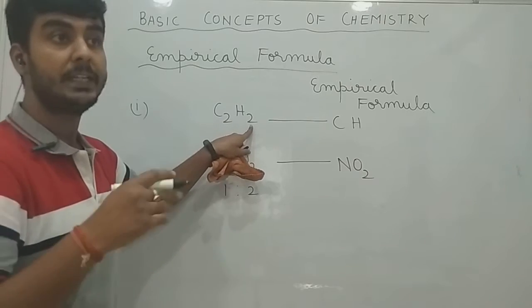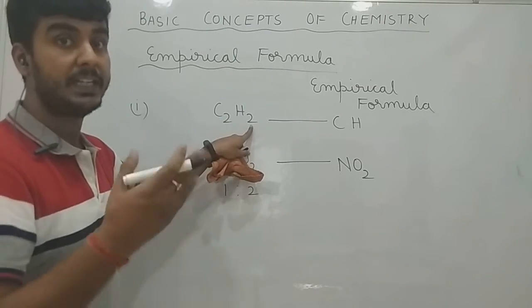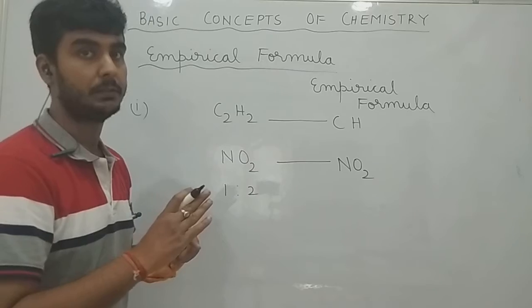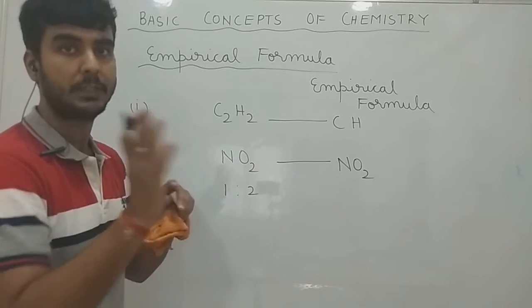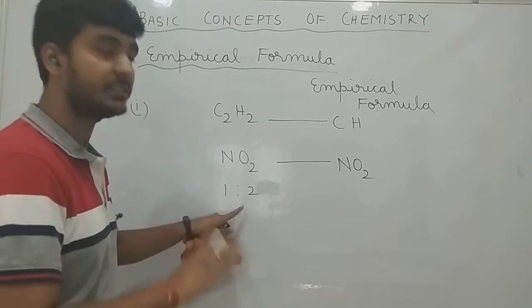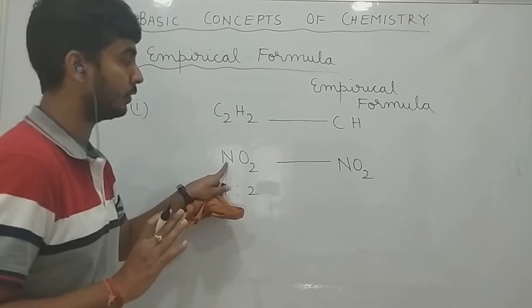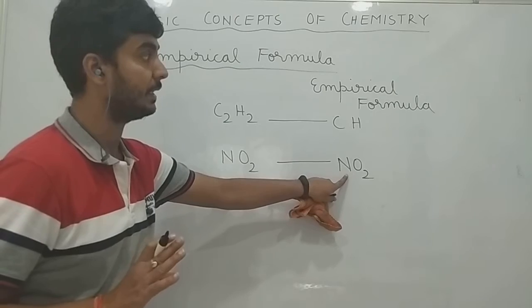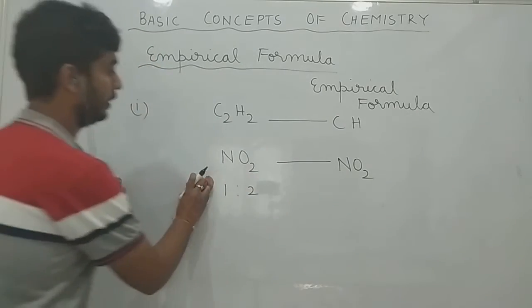In C2H2 we simplified it further to 1:1, because the 2s cancel out, so it becomes 1:1. Now 1:2 you cannot simplify it further. So this is the simplest whole number ratio between the atoms of nitrogen and oxygen. So its empirical formula will be NO2.